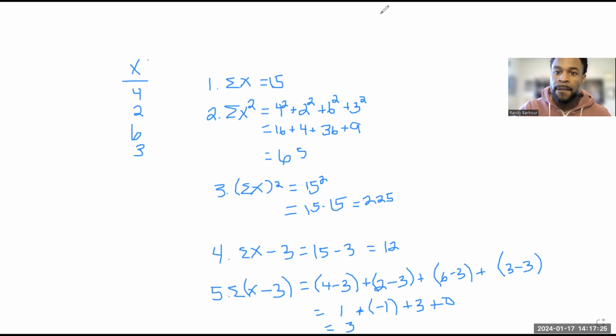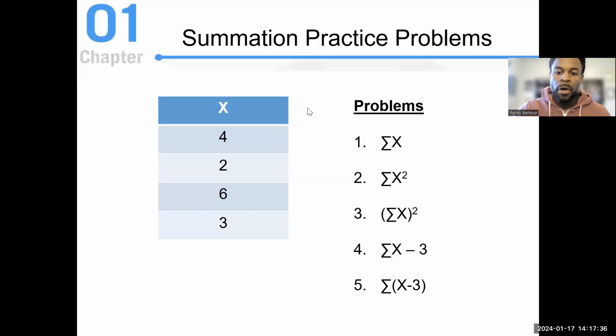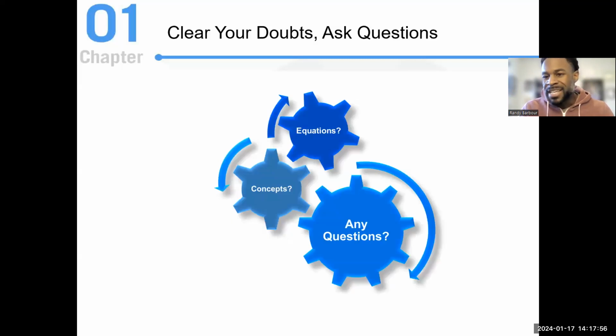All right. So let's go back to my slides. Those are the solutions to those problems. If we move to the next slide, I've already got those for you. You should have gotten 15, 65, 225, 12, and 3, and I showed you how to solve those out. So that is the end of chapter 1.